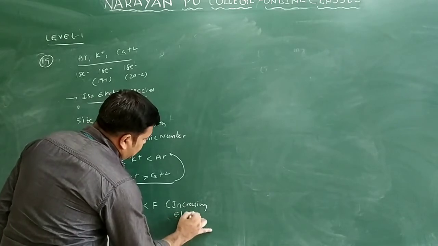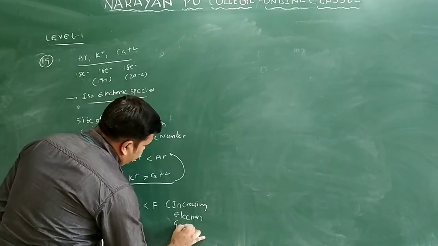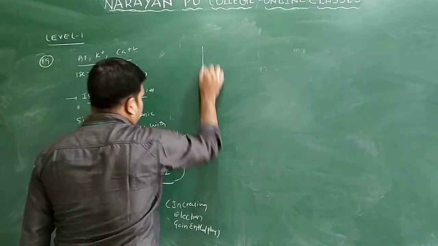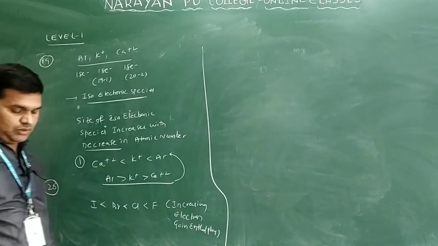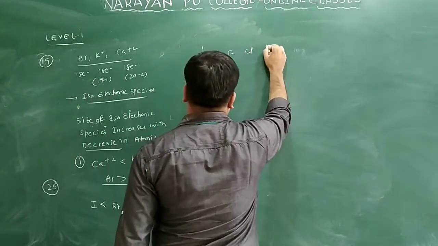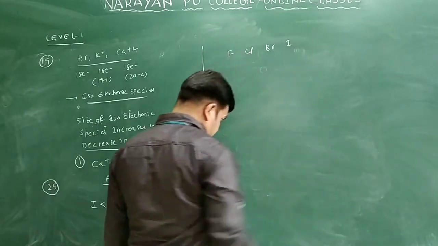Increasing electron gain enthalpy order is given. We have to identify whether the order is right or wrong only. So generally if you take fluorine, chlorine, bromine and iodine, these are the elements only.